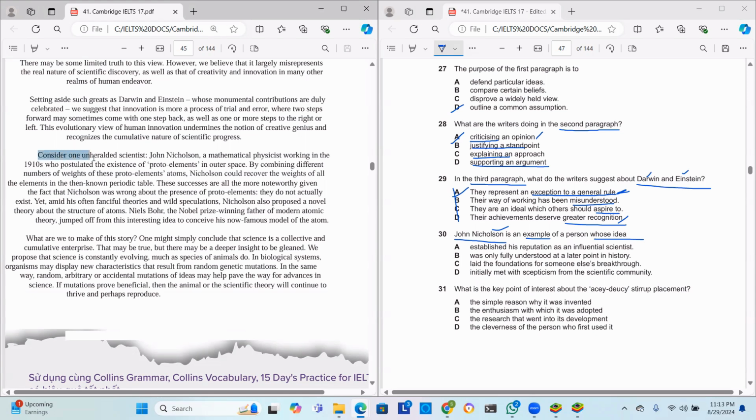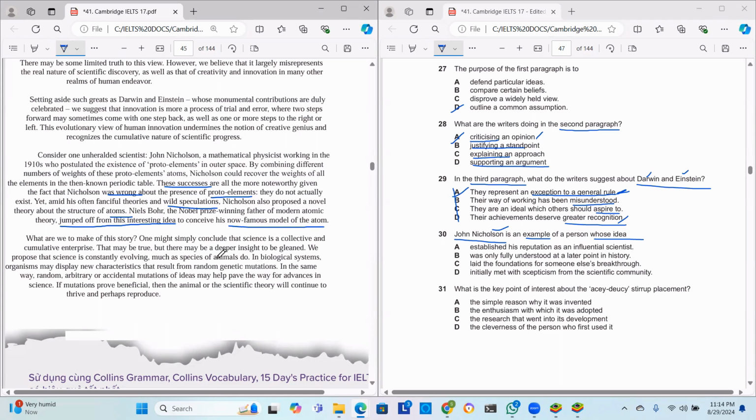So consider one unheralded scientist, John Nicholson, a mathematical physicist working in the 1910s who postulated the existence of proto-elements in outer space. By combining different numbers of weights of these proto-element atoms, Nicholson could recover the weights of all the elements in the then known periodic table. These successes are all the more noteworthy given the fact that Nicholson was wrong about the presence of proto-elements, as they do not actually exist. Yet, amid his often fanciful theories and wild speculations, Nicholson also proposed a novel theory about the structure of atoms. Niels Bohr, the Nobel Prize winning father of modern atomic theory, jumped off from this interesting idea to conceive his now famous model of the atom.